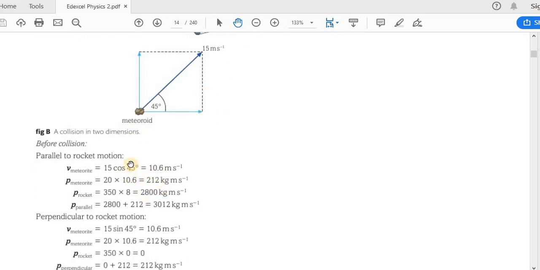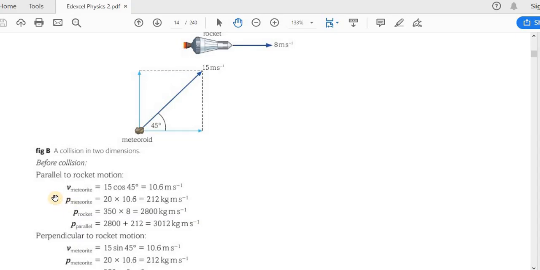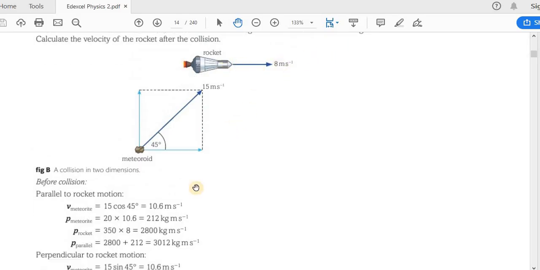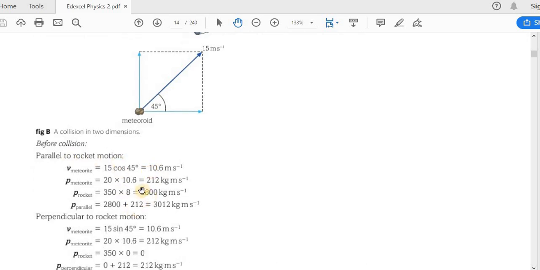You can use your calculator. Make sure your calculator is in degree mode if you are entering the value in degrees. If you are entering the angle in radians, your calculator has to be in radian mode. Then the momentum of the meteor is 20 times 10.6. So it's the mass times the component of velocity in the parallel direction. That will give the momentum in the parallel direction. Now this is the momentum of the meteoroid before interaction, before impact, before collision.